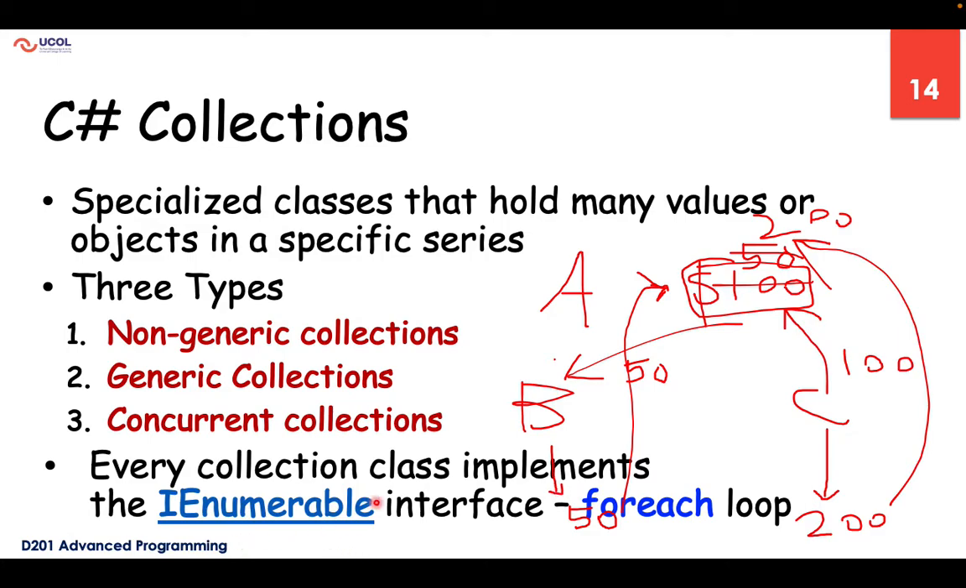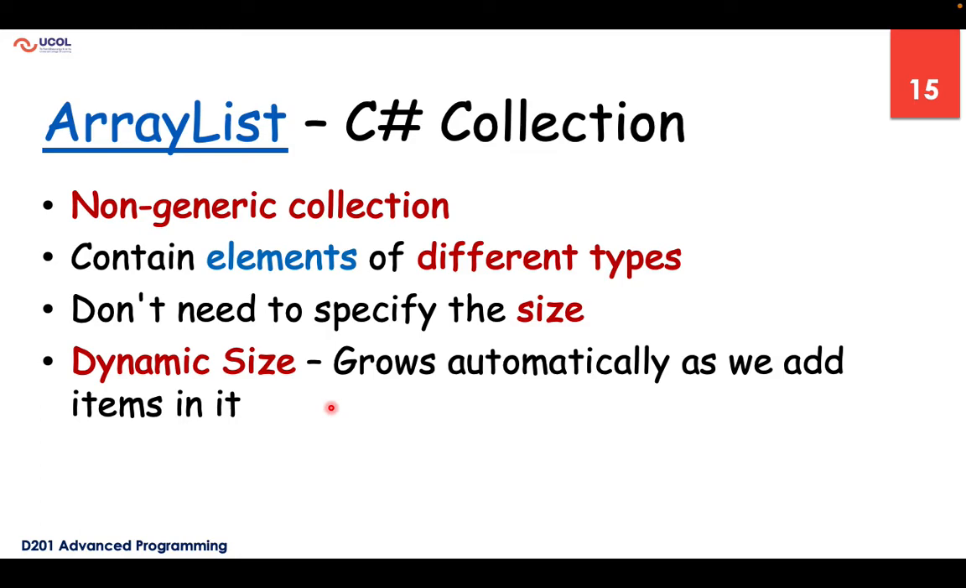It means that we can use a for each loop for these collections. How we can do that, we will see, but it implements that particular IEnumerable interface, and that's the reason we can use for each loops with these generic or non-generic and the concurrent collections. So let's start with the non-generic collections.